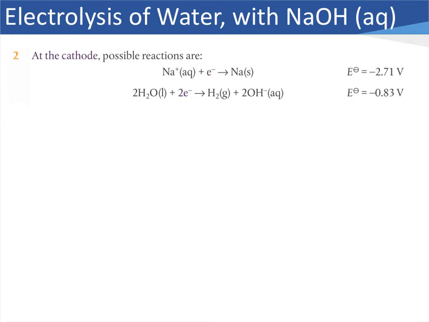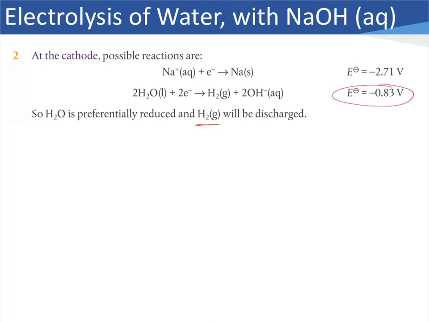Okay, let's look at these values for the standard electrode potential. So water is preferentially reduced and hydrogen is produced. Hydrogen is produced at the cathode. This is the more positive value, or well, actually if we look at it in this case, it is the less negative value.